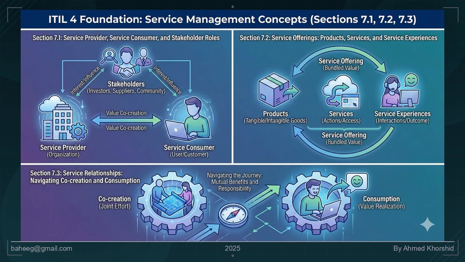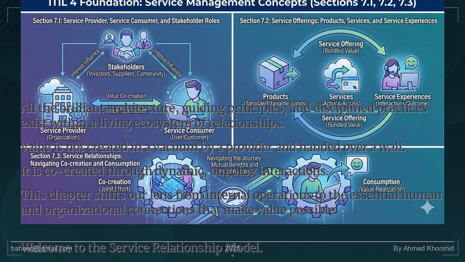Section 7.1, Service Provider, Service Consumer, and Stakeholder Roles. 7.2, Service Offerings, Products, Services, and Service Experiences. Point 3, Service Relationships, Navigating Co-creation and Consumption.